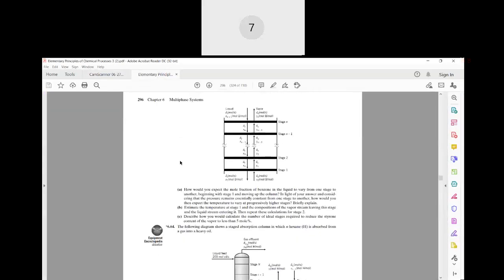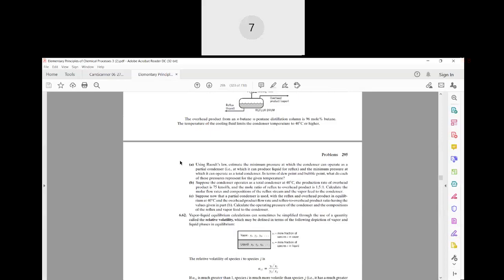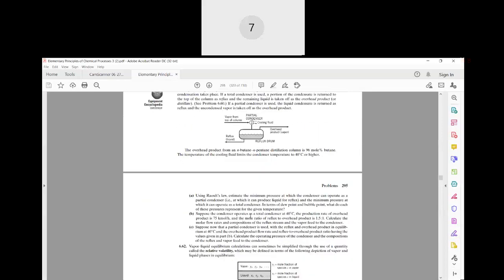For question B, suppose the condenser operates as a total condenser at 40 degrees Celsius. The production rate of overhead product is 75 kmol per hour, and the mole ratio of reflux to overhead product is 1.5 to 1. Calculate the molar flow rates and compositions of the reflux stream and the vapor feed to the condenser.